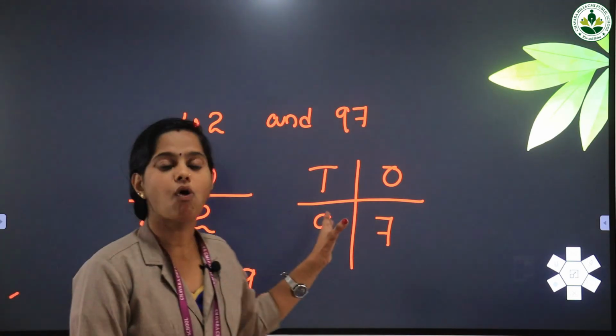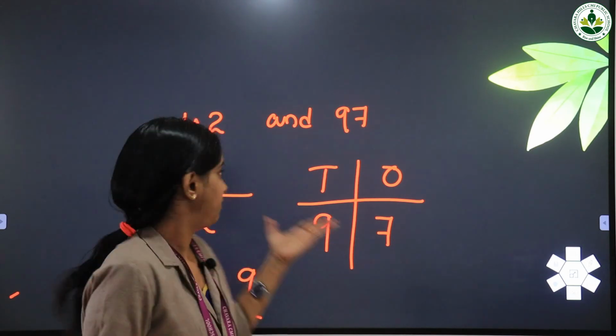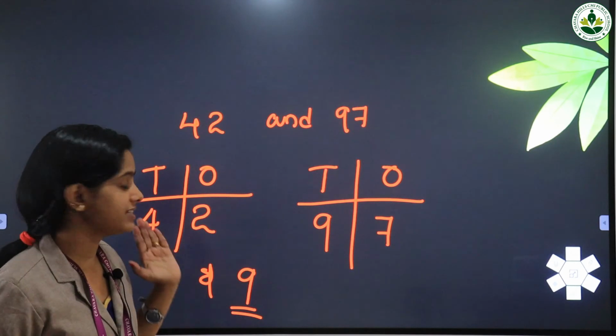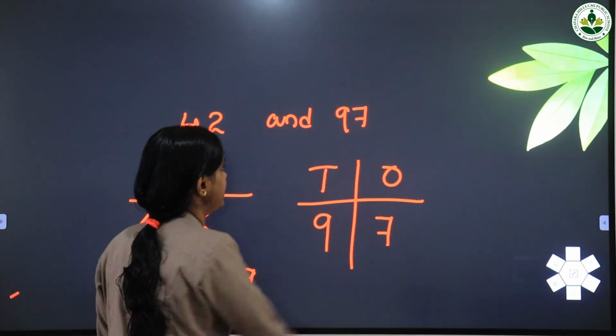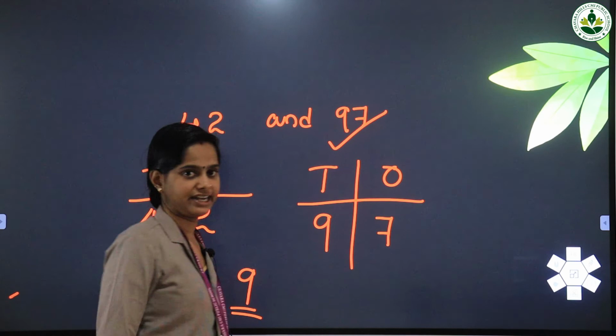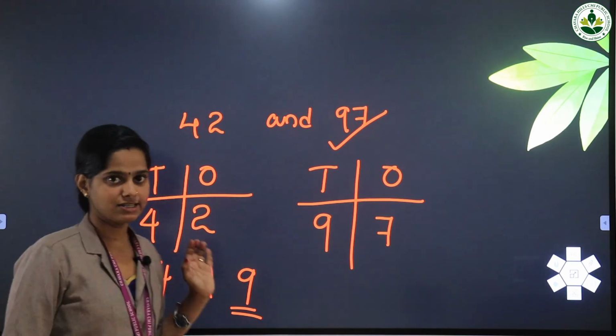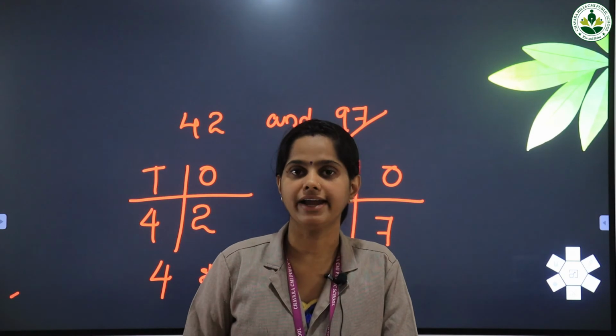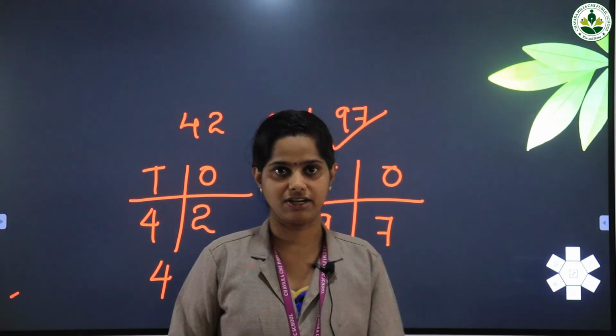The number with more tens is the biggest number. Here only 4 tens and here 9 tens. So which is the greatest number? 97. 97 is the greatest number and 42 is the smallest number. Okay, I hope you understood how to find the biggest and smallest number.